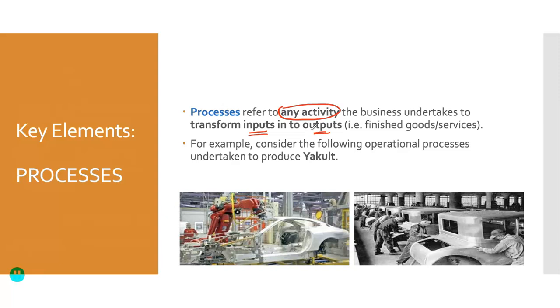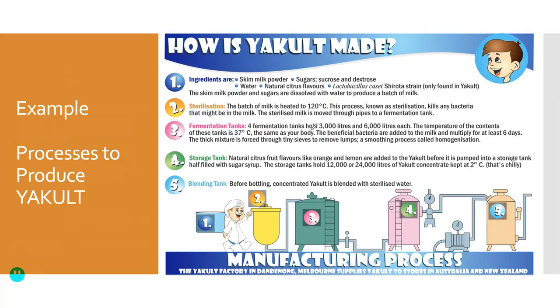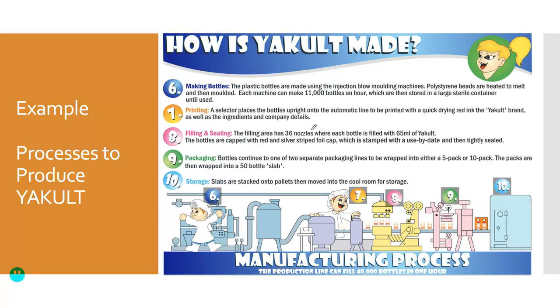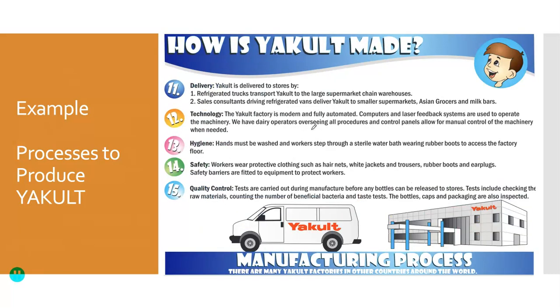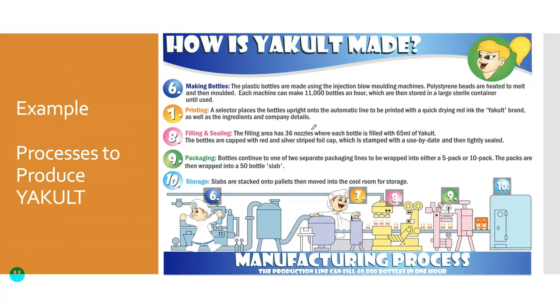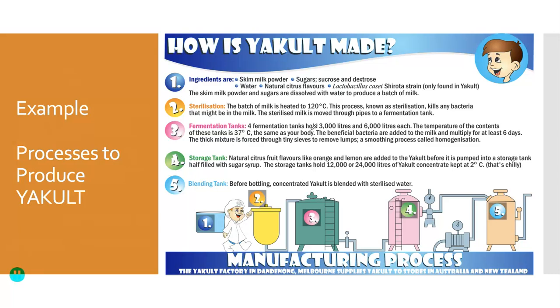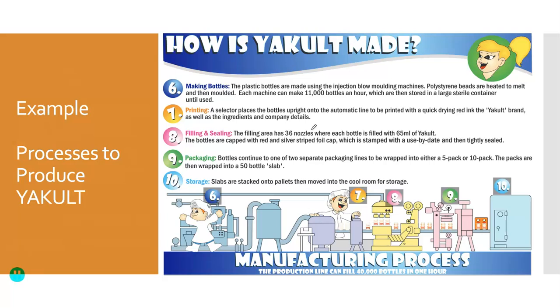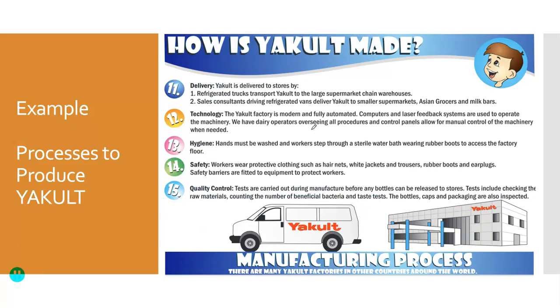For example, Yakult has 16, I believe. I could be wrong by one or two. And you might not know what Yakult is. I encourage you to have a look at it. Yakult is a little fermented yogurt drink, which is good for your health. And there are 16 processes or 15 processes that need to occur for this product to be made. Now, I'm not going to go through them because you're not going to be asked necessarily about Yakult, but I do encourage you to pause this video and start to recognize that all of these things need to occur for this product to be made.